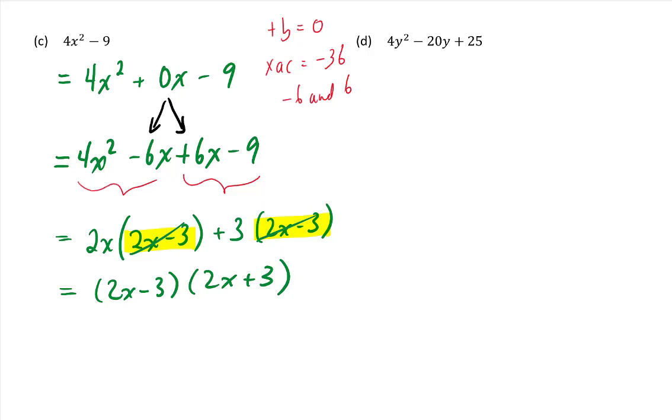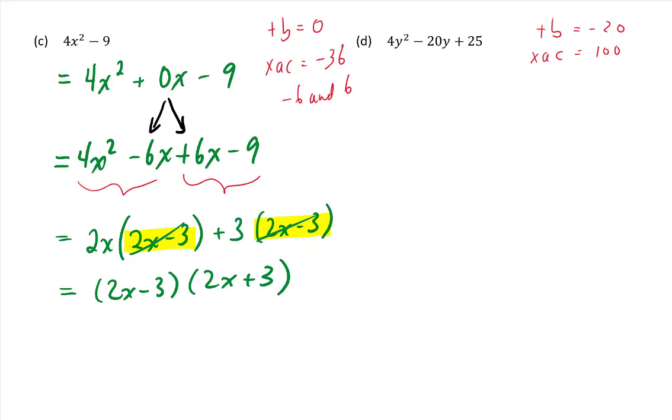So that's the trick if you don't see the x term. All right, let's keep going. Next one. I need two numbers that add up to negative 20 and multiply to 4 times 25, which is equal to 100. Pause the video and see if you can figure out two numbers that multiply to 100 and add to negative 20.